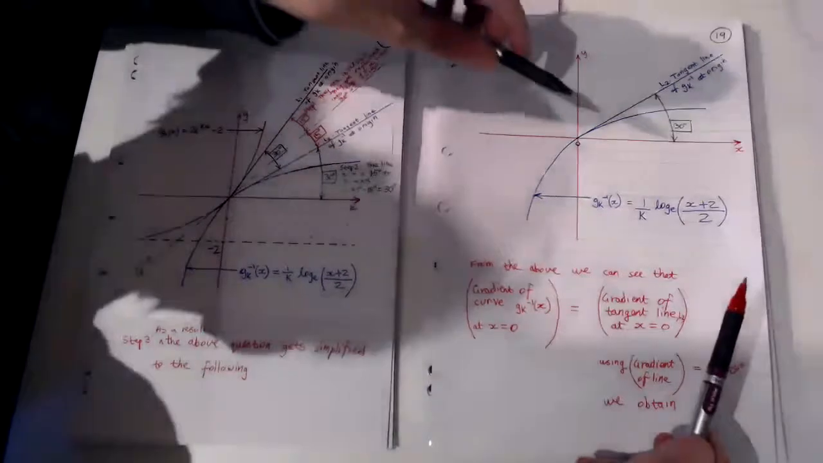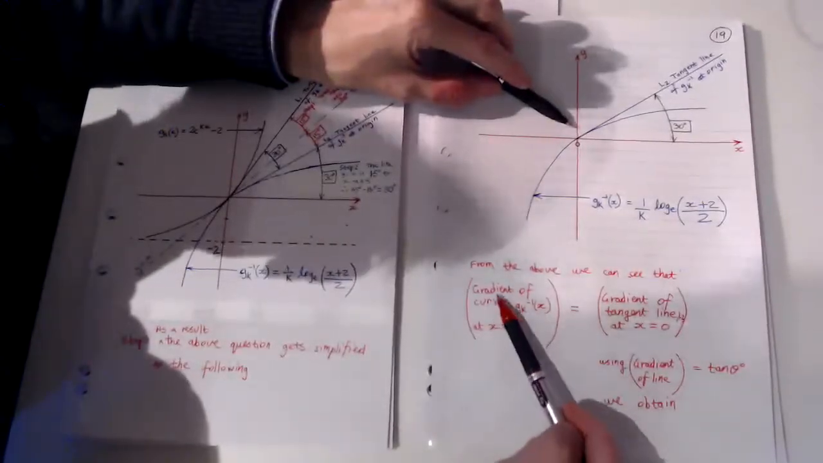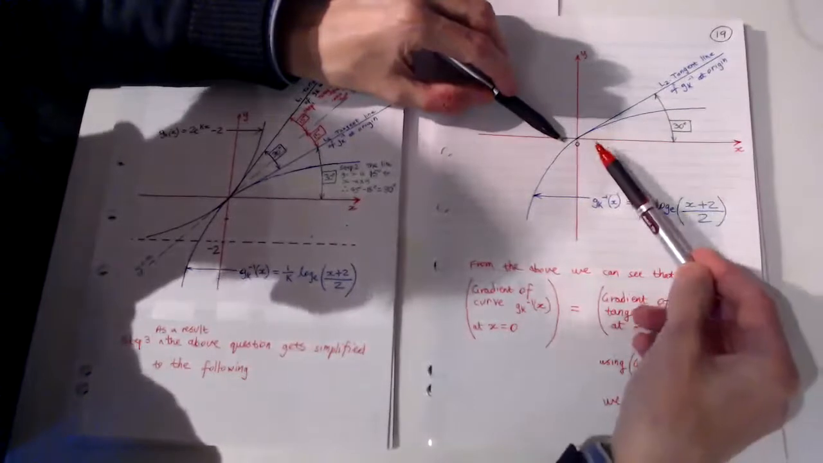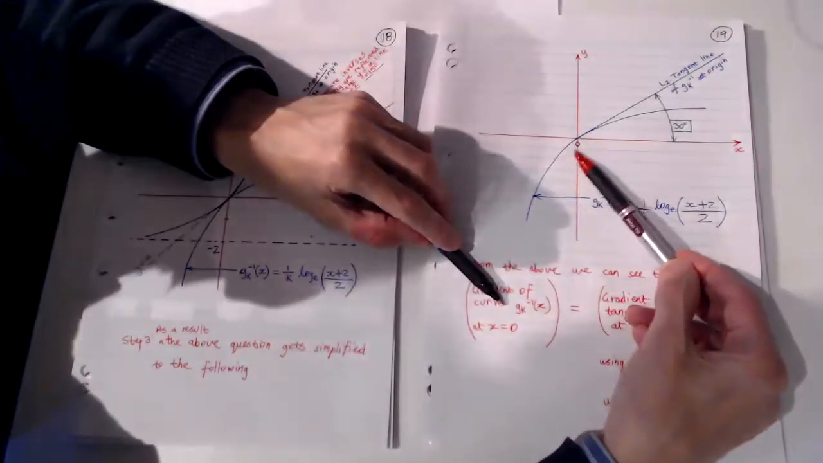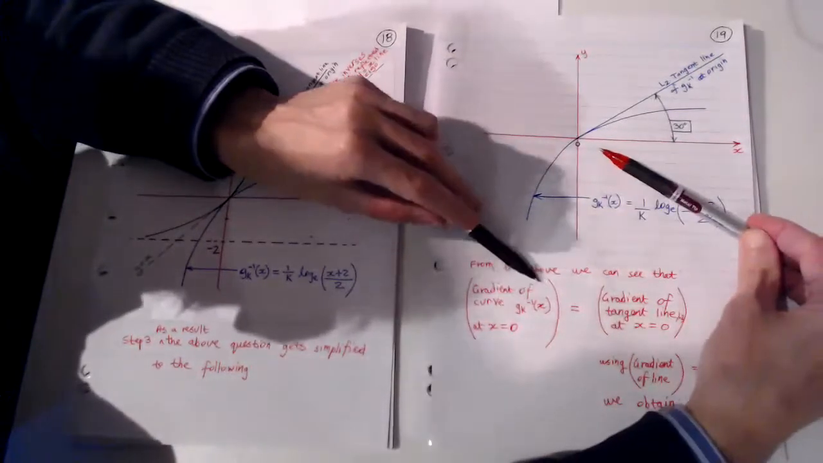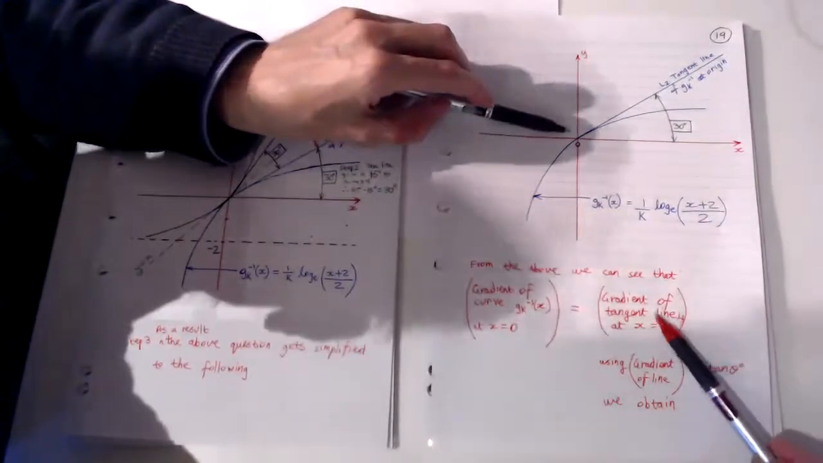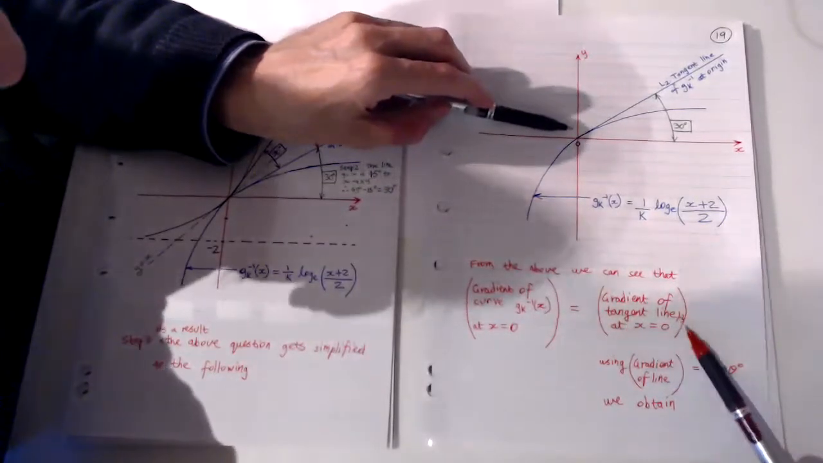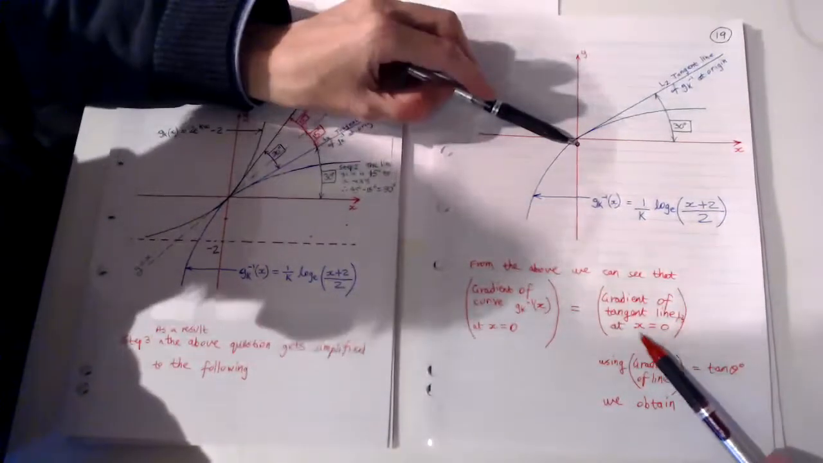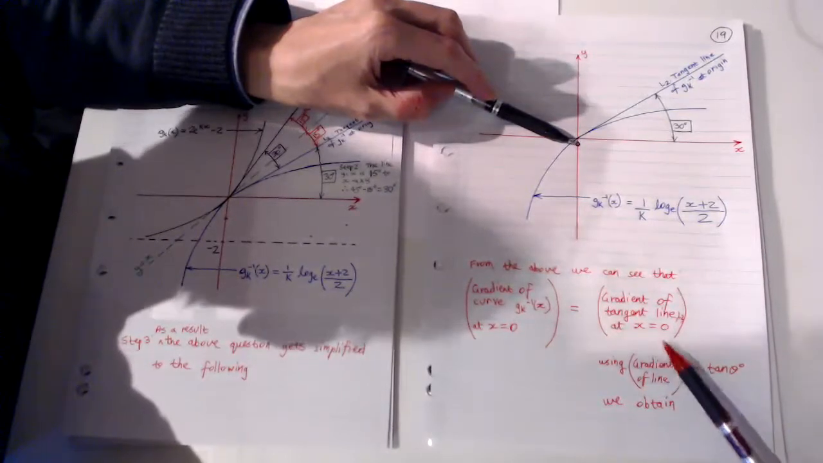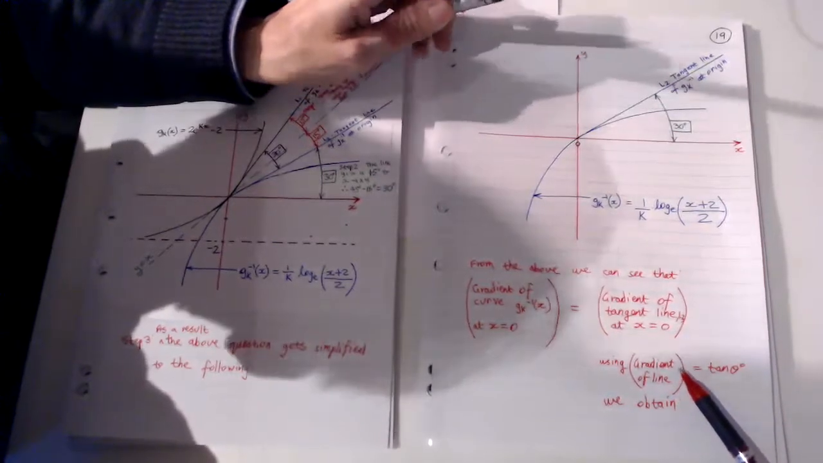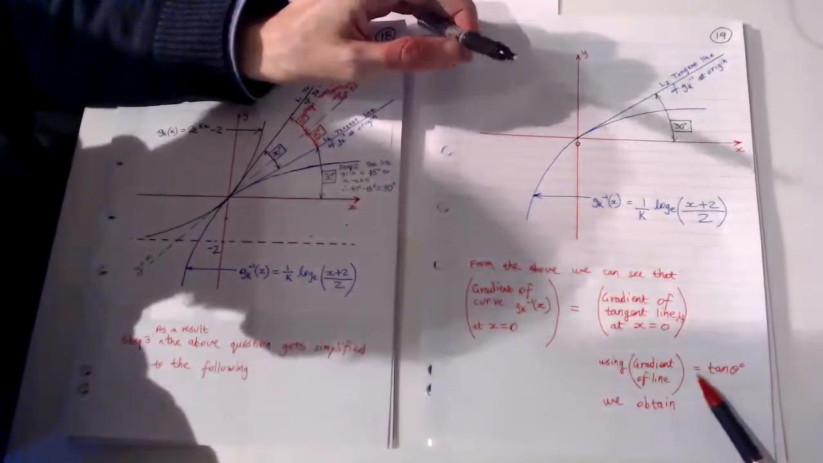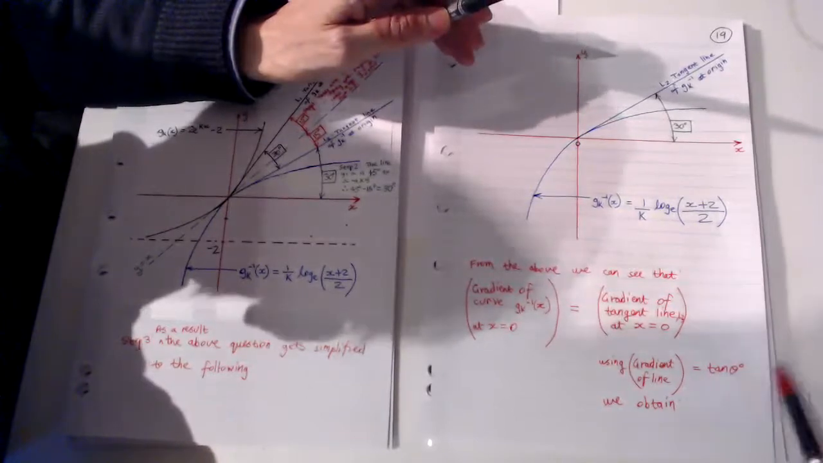Now, from that, we can clearly see the following, that the gradient of the blue curve G sub k inverse function is equal to the gradient of the blue tangent line L2 at x equals 0. Now, using the fact that you should know that the gradient of a line is always equal to tan theta, then we obtain the following.